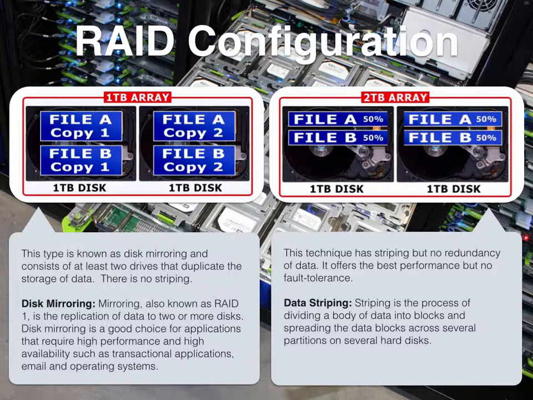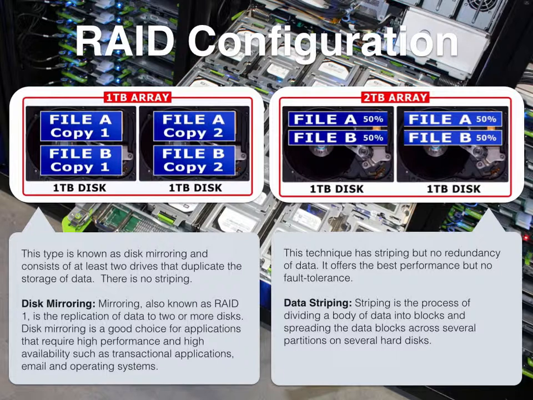In RAID 0 it uses data striping. Striping is the process of dividing a body of data into blocks and spreading the data blocks across several partitions on several hard disks. This technique allows for the best performance, however there's no fault tolerance like there is with RAID 1. From the diagram at the top you can also see that there's a difference in the hard drive capacity depending on which configuration you use.